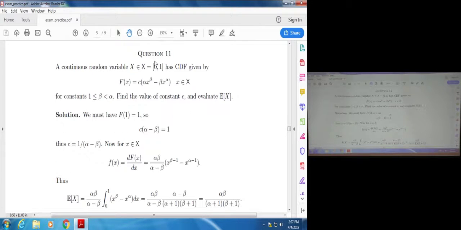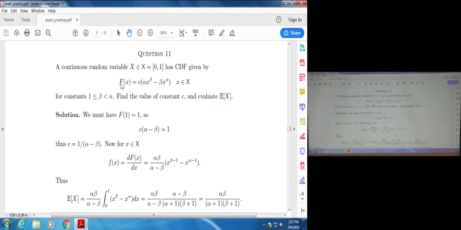Okay, question 11. You have a continuous random variable, so at least you know from the beginning the class of random variable that you're looking at. It has support in the closed interval [0, 1], and its cumulative distribution function is given by this. Alpha and beta are some constants with some constraints. We want to find c in terms of alpha and beta, and then calculate the expectation of x. This is pretty straightforward.